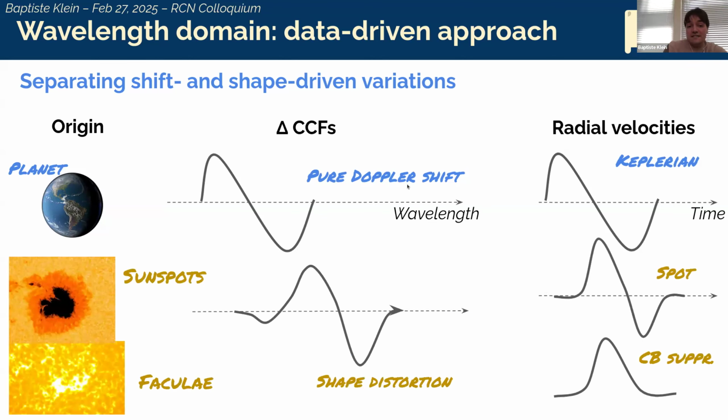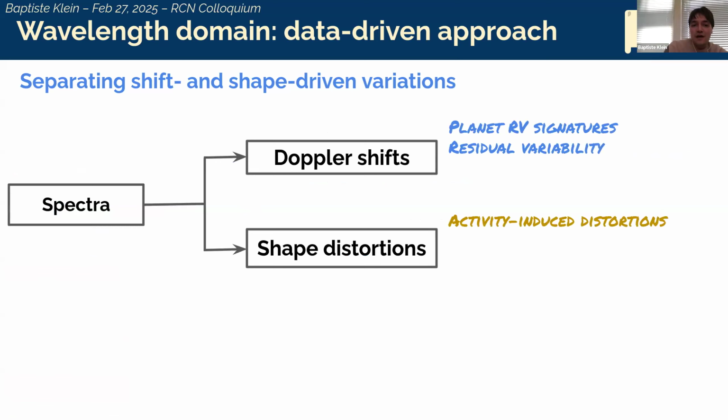Inversely, if you now consider stellar activity, it will not induce a shift, but it will distort the stellar lines. That means you affect the shape of the line, and therefore you affect the derivatives of order 2 or more. So if you're able to separate your spectra into pure Doppler shifts, which affect only the first derivative of your spectrum, and everything else, which affects all higher-order derivatives, you can filter stellar activity and get only your planet signature and other residuals that induce shifts in your spectrum.